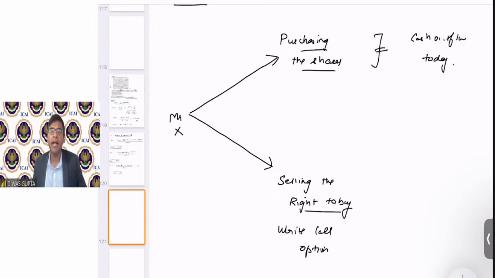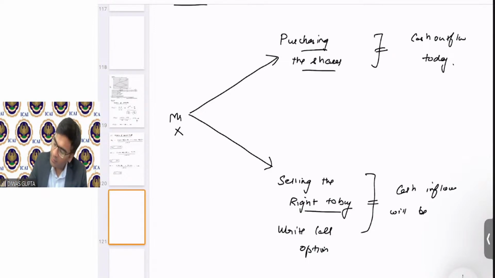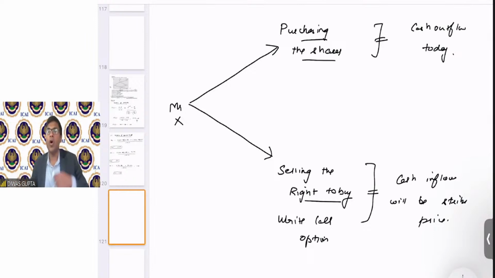And if I'm selling the right to buy, tomorrow, if that person buys, if this option gets exercised, then I will get the strike price equivalent amount, correct? Because I will have to sell the share to that person. So that cash inflow will be the strike price, correct? This is on the option once it gets exercised.